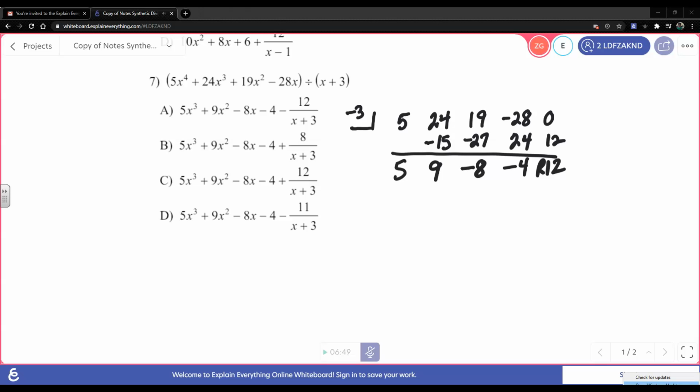Remember that 4 is the highest exponent. So you have 5x cubed plus 9x squared minus 8x minus 4. And then remember you have the remainder, so it's 12 over x plus 3.